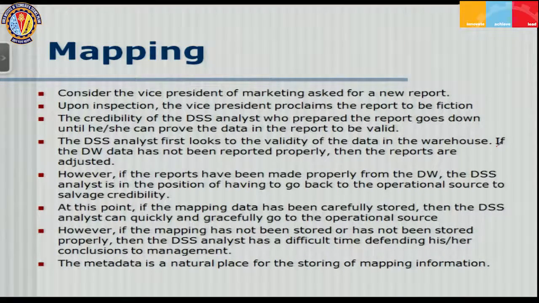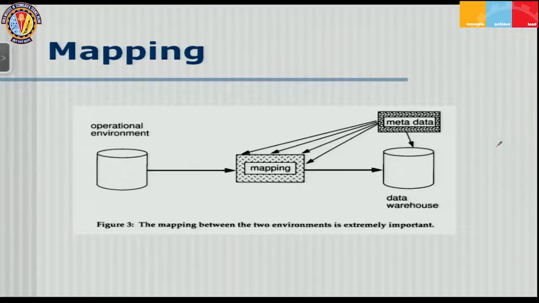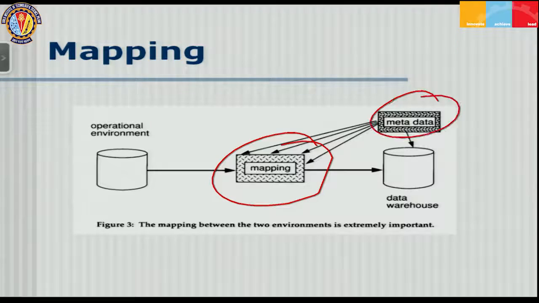So the metadata is a natural place for storing mapping information, like how the data from the operational system has been mapped to the warehouse. And this is how it looks. So these are the operational systems and the metadata. All the mappings are captured in the metadata.